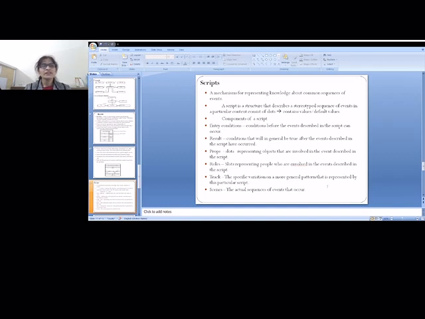The essential components of scripts are: entry condition, the condition that must hold before the events described in the script can occur. Result, the conditions that will generally be true after the events described in the script have occurred. Props, slots representing the objects that are involved. Roles, slots representing the people who are involved. Track, the specific variation on a more general pattern that is represented by this particular script. And scene, the actual sequence of events that occur.